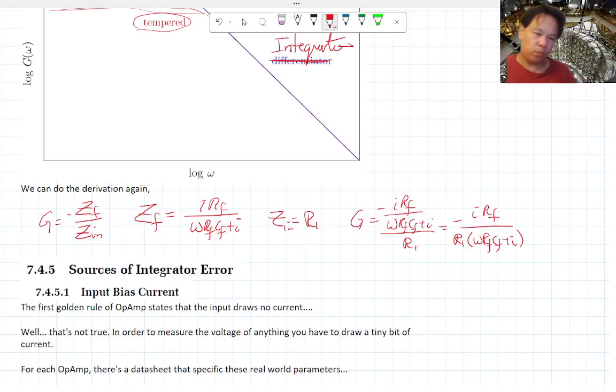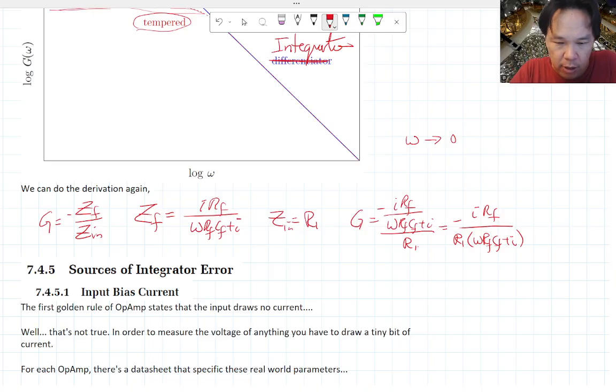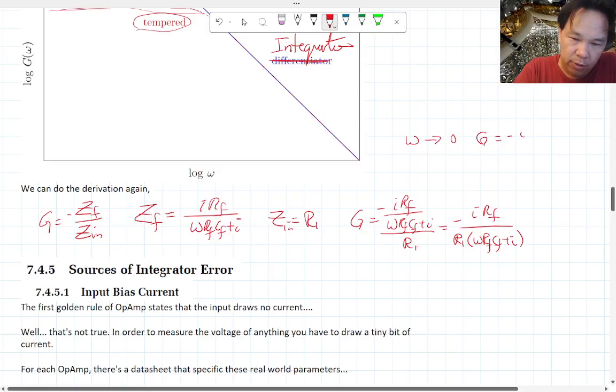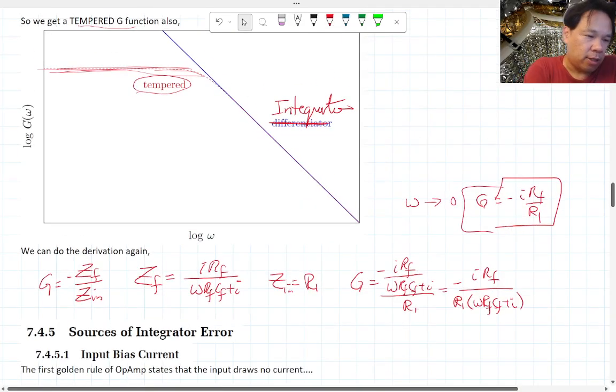Okay. So let's see how this behaves. As omega goes to 0, which is the point we're interested in, as this term goes to 0, the gain actually goes to negative RF over R1. And that's exactly what sets this line here. That's your maximum gain that you're going to get from your low pass filter.